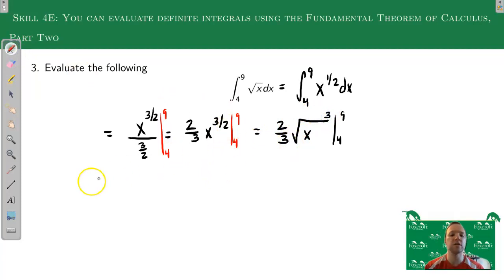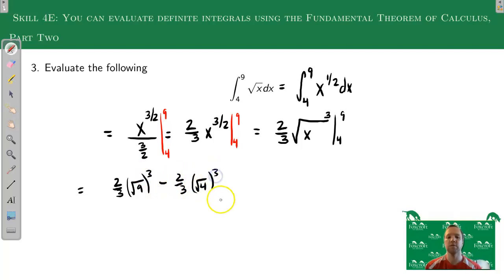All right, so let's go ahead and do this now. So I plug in 9 first. 2/3 times the square root of 9 cubed minus 2/3 times the square root of 4 cubed. You know how to do those square roots. Do the cubes. Exponents are next.